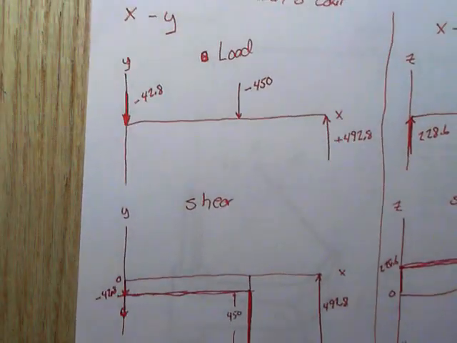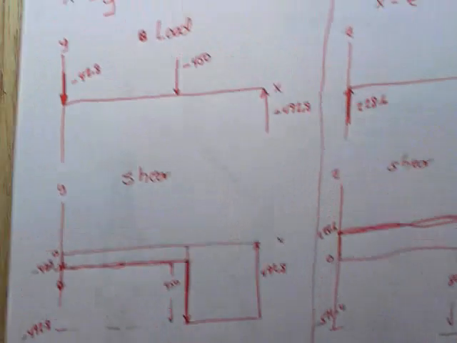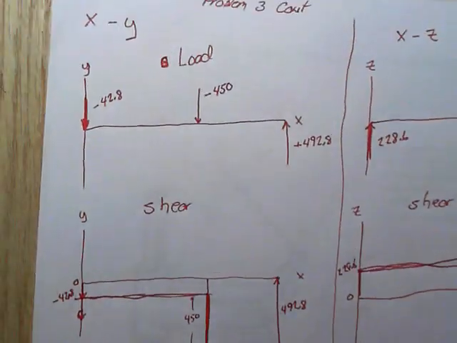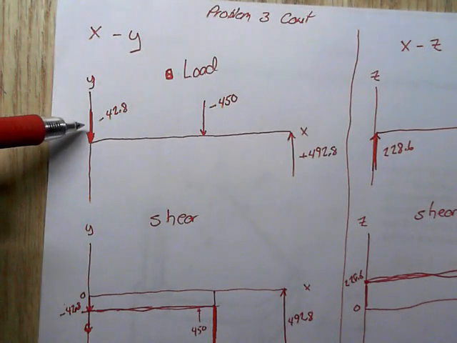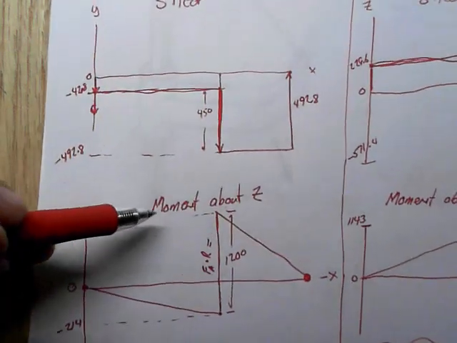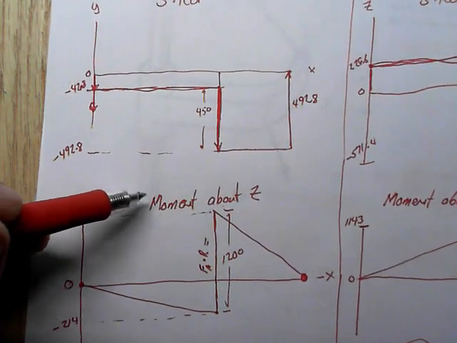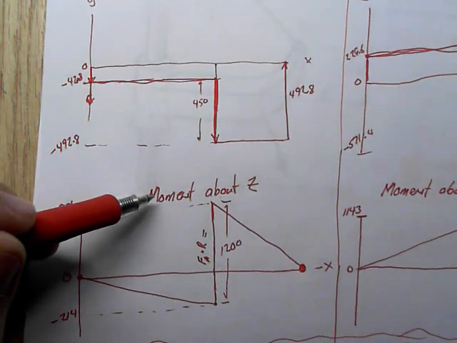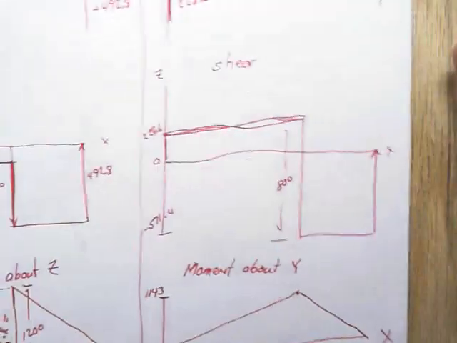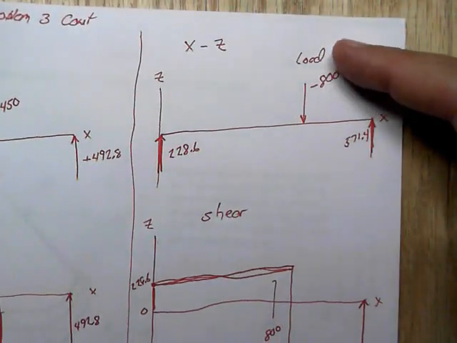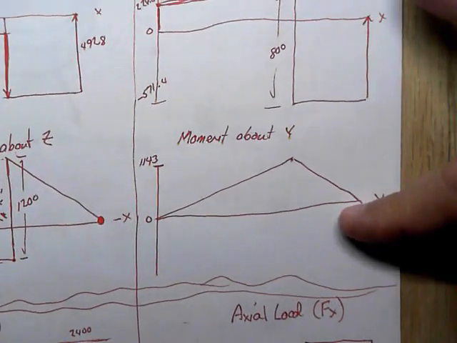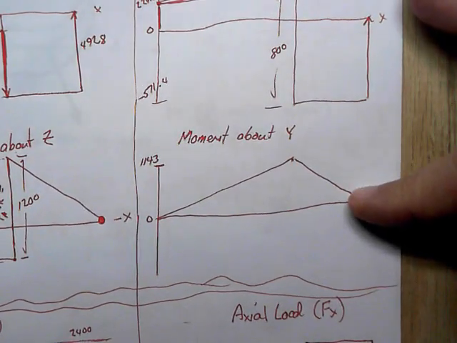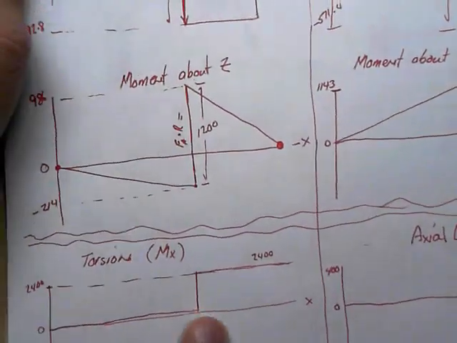Now, to draw the diagrams requested, since X was my axis down the shaft, I'm going to draw an XY load diagram, shear diagram, and moment about the Z direction. Since we're looking at the XY plane, we draw moments about Z. Then we would look at the XZ loads and shear. Those shear loads cause moments about the Y direction. And then we would also look at the torsional load and the axial load.